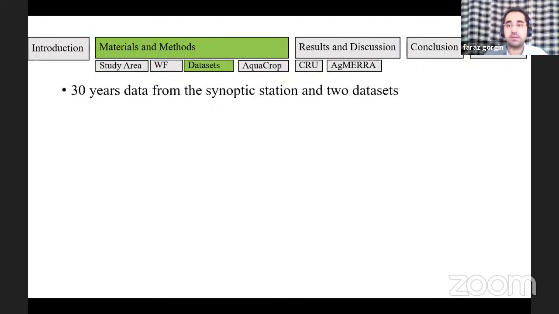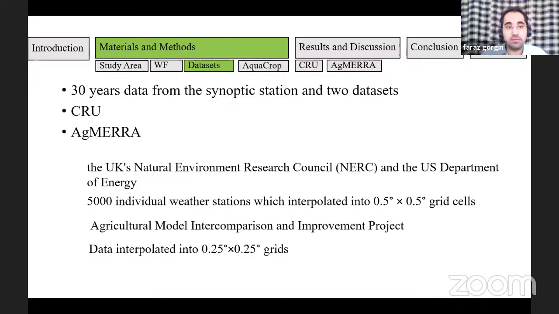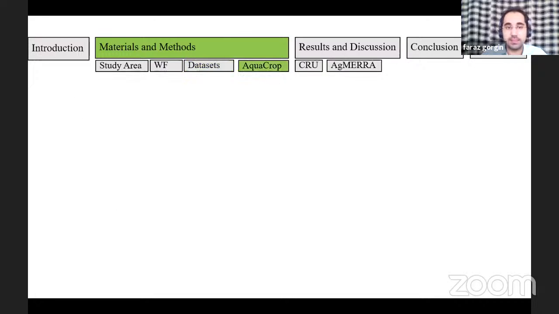In this paper, data from 30 years of two datasets were used to estimate the WF parameters. These two datasets are CRU and AgMERRA, and these are some features of these two datasets.